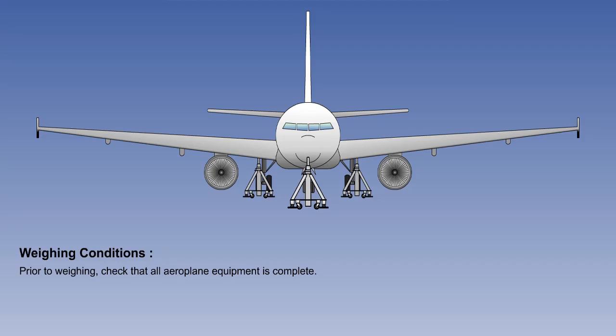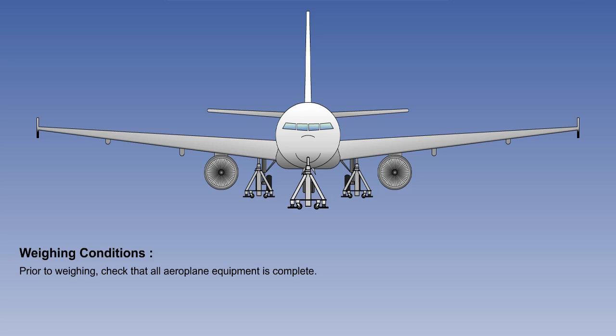We will now consider the requirement and method of weighing aeroplanes. Aeroplanes are initially weighed by the manufacturer or an approved maintenance organization. The procedures necessary before weighing is accomplished are displayed on screen.